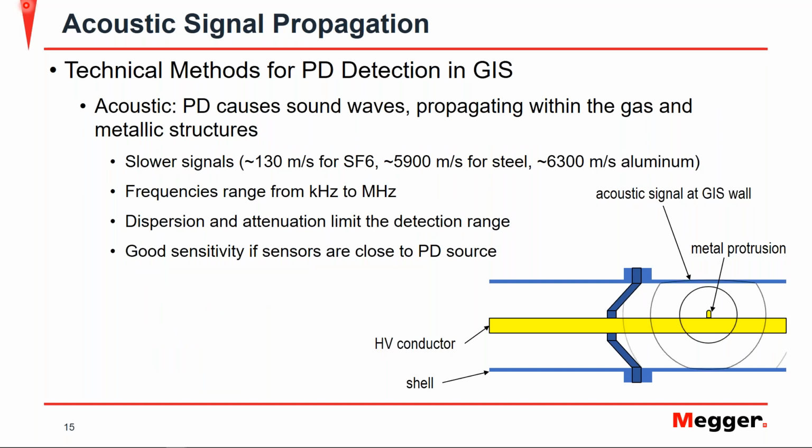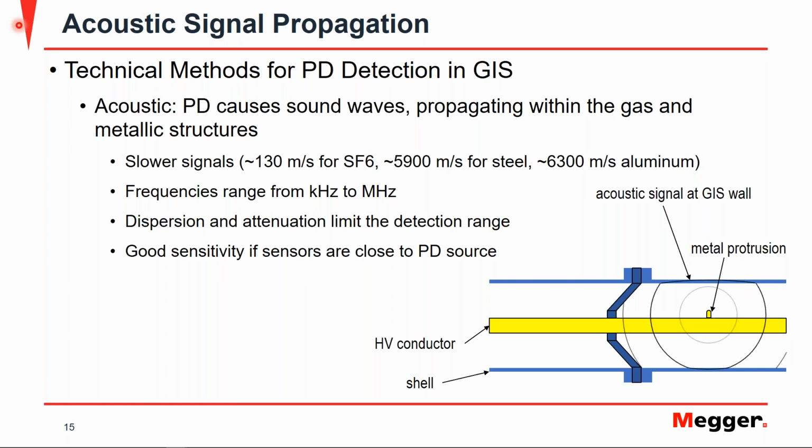Another method for partial discharge detection in GIS is acoustic measurements, where, like I said, the partial discharge causes a pressure wave, a sound wave, that propagates through the gas and the metallic structure. Now, these signals are much slower. We can see anywhere in the range of 130 meters per second for the SF6, up to 6,300 meters per second for the aluminum. Therefore, these frequency ranges translate more to the kilohertz and megahertz range, but these still are affected by dispersion and attenuation that limit the detection range.